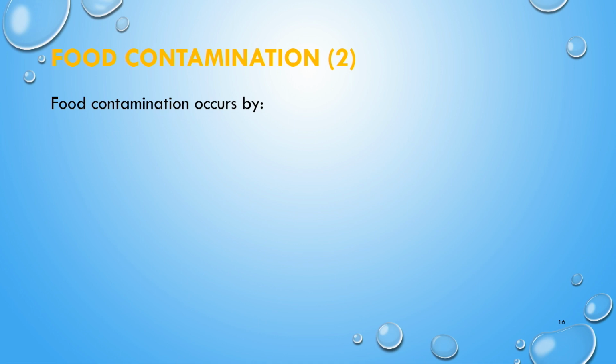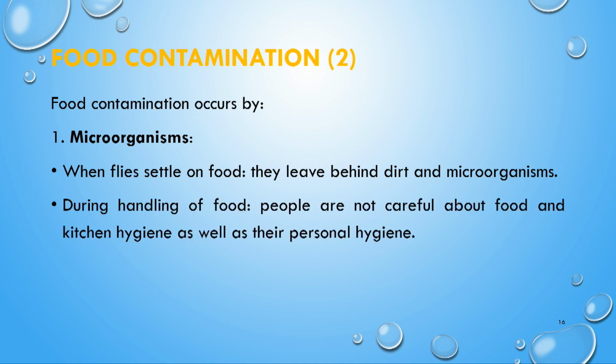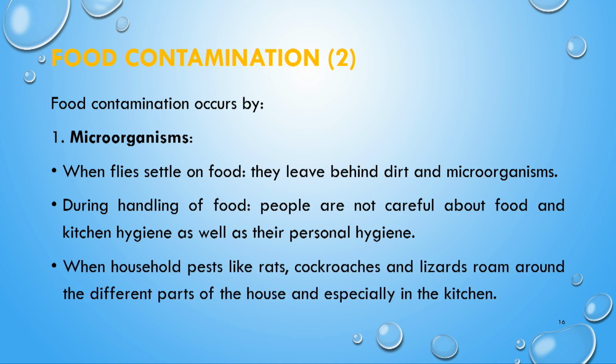Food contamination occurs by microorganisms, that is, when flies settle on food, they leave behind dirt and microorganisms. During handling of food, people are not careful about food and kitchen hygiene as well as their personal hygiene. Household pests like rats, cockroaches, and lizards roam around the different parts of the house and especially in the kitchen.